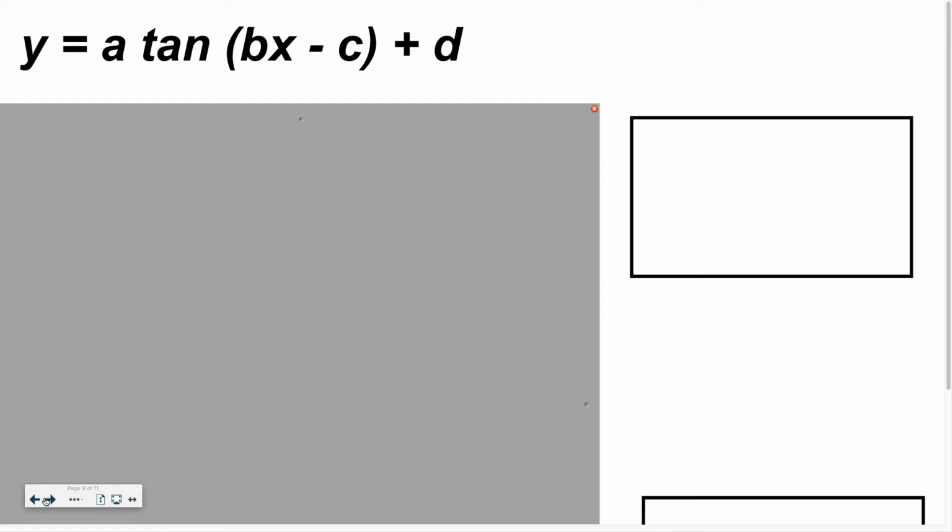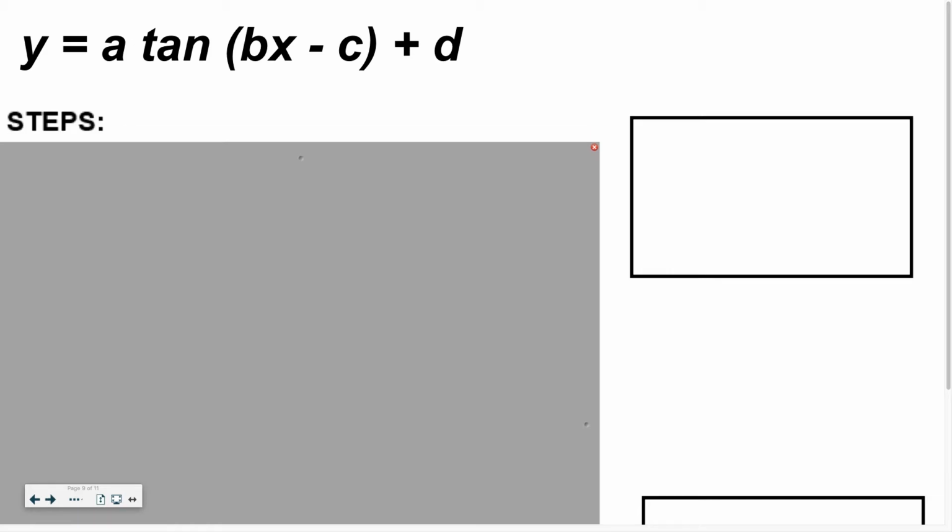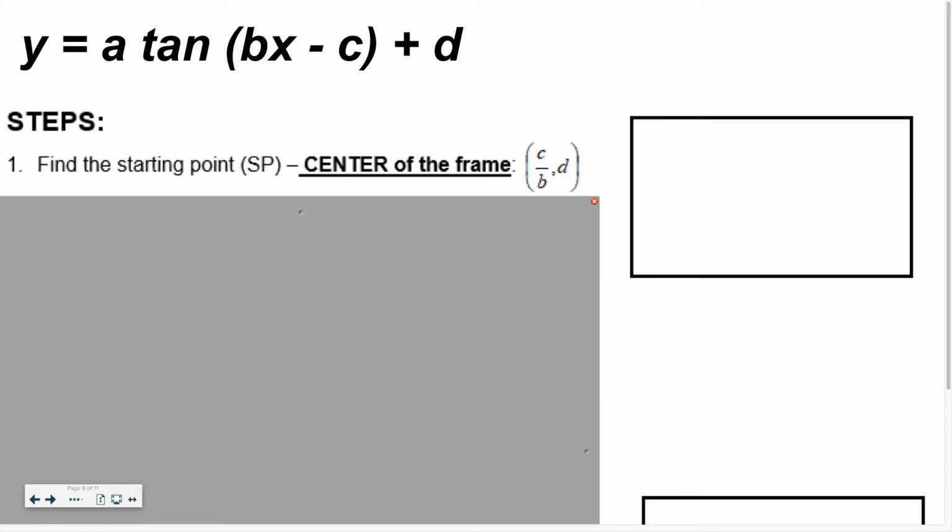So on your blue sheet, it says y equals a tangent of bx minus c plus d. So that looks the same as when we had sine or cosine. All right. Now, the starting point is still going to be the same. However, in a tangent graph, your starting point is going to be in the middle of your frame. You can see that on those pictures down below. Okay, that is different from sine, cosine, secant, and cosecant. The tangent starting point is in the middle of the frame.